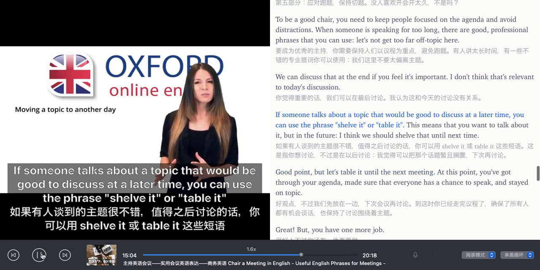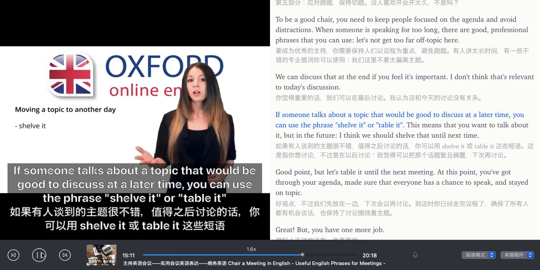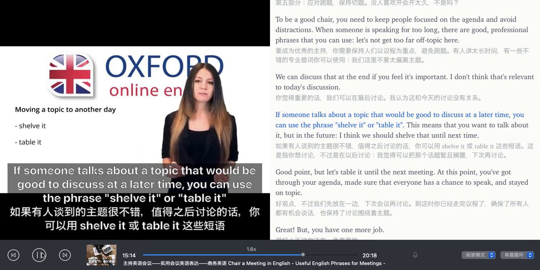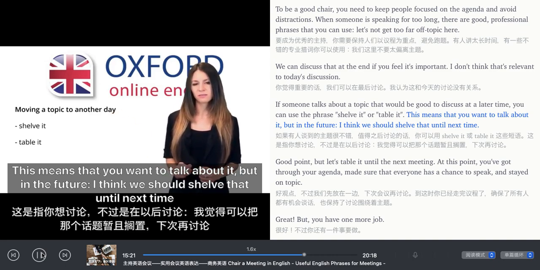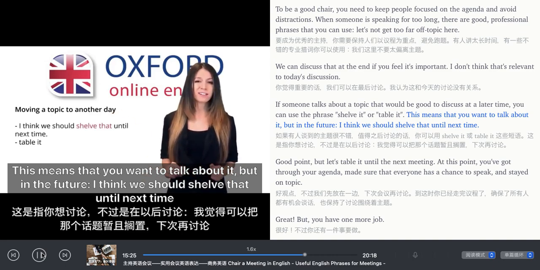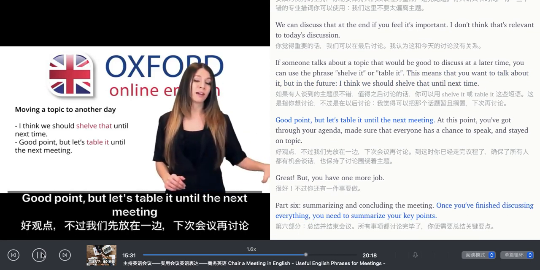If someone talks about a topic that would be good to discuss at a later time, you can use the phrase shelve it or table it. This means that you want to talk about it, but in the future. I think we should shelve that until next time. Good point, but let's table it until the next meeting.